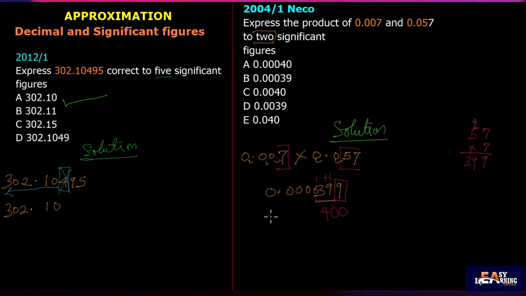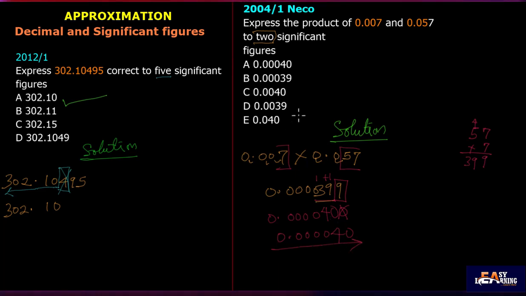Okay, so we can introduce these other decimals now, and since we have asked for 2 significant figures, we are going to discard this last 0. The answer will now be 0.00040. That is the answer. And looking at our options, that is option A. Option A is the correct option.